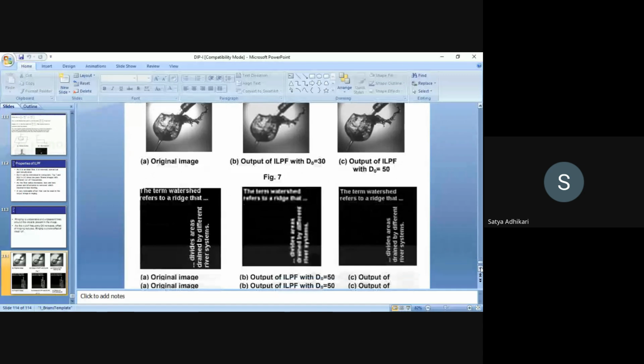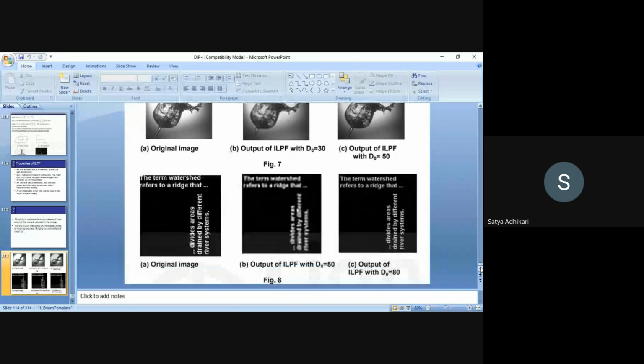Similarly, you see another image, where some text is written. This is the original image. You see the second one, B of figure 8, the output of ILF with D0 50.